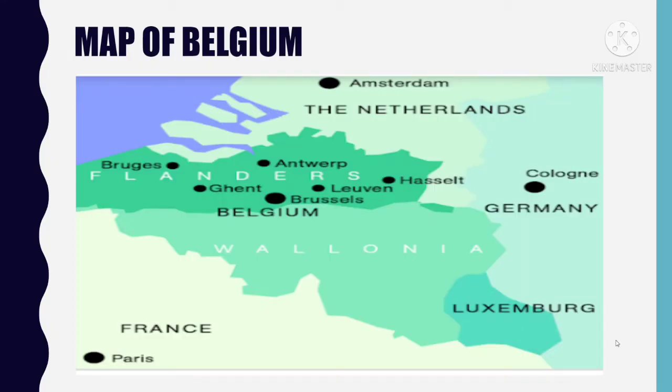You can see in this map where is Belgium, where is Antwerp, and you can have an idea to which part of the European nations we are talking about right now in this chapter, the landscape of the soul.